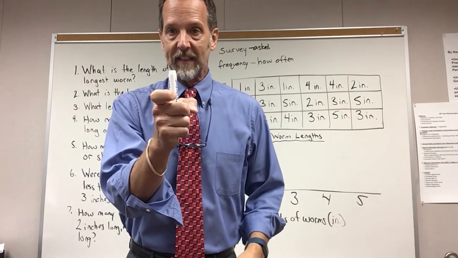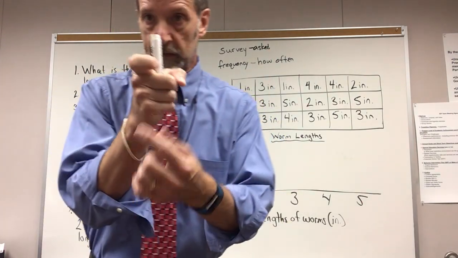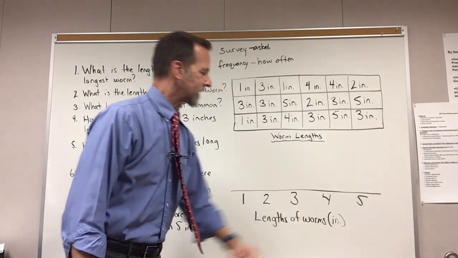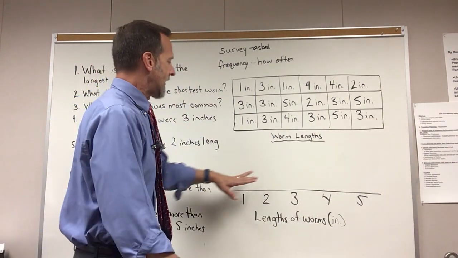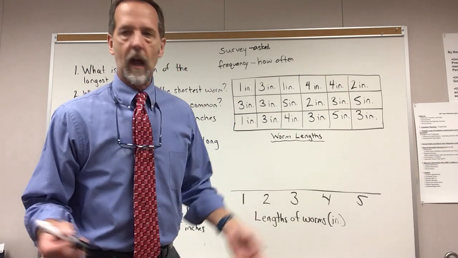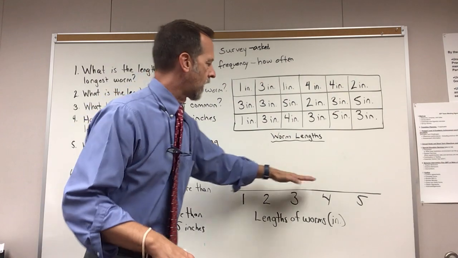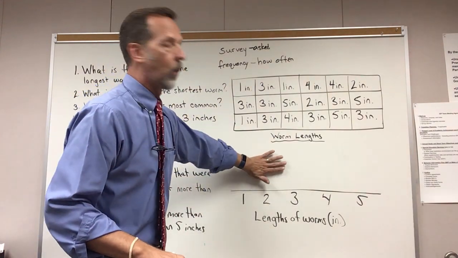That's a foot, that's an inch. So if it says it's a 3-inch long worm, it's 3 of these, right? Okay? So these are the lengths of worms in inches. Now, I'm going to put marks up here. Oftentimes you'll see a dot, you'll see an X. You're going to see some kind of marking to tell what you have.